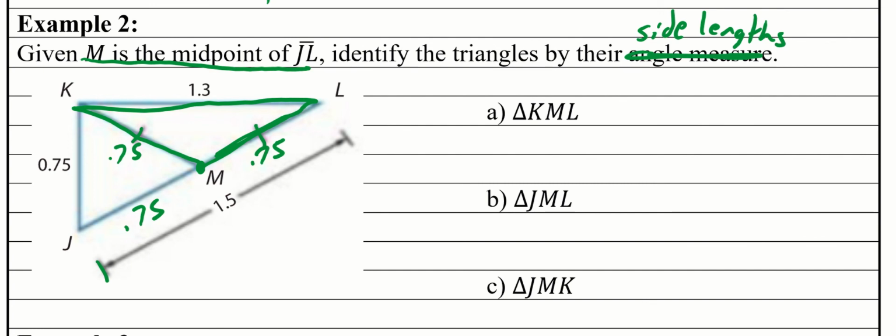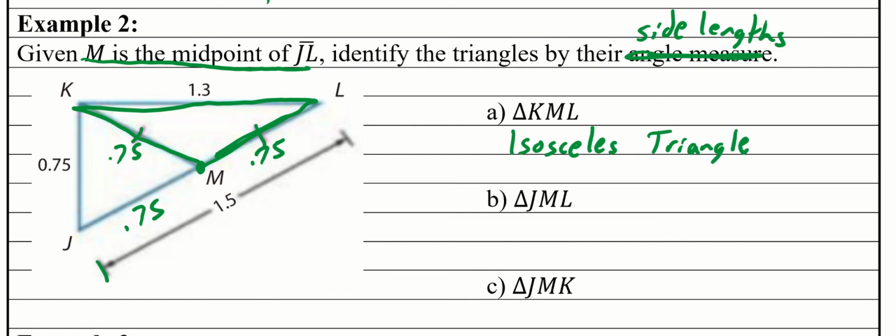So if I'm looking at triangle KML, what's the answer? Well, we see 0.75, 0.75, and 1.3. So the final answer here is going to be isosceles. I have 2 side lengths that are congruent, but not the third. So that would be what we call isosceles, or an isosceles triangle.